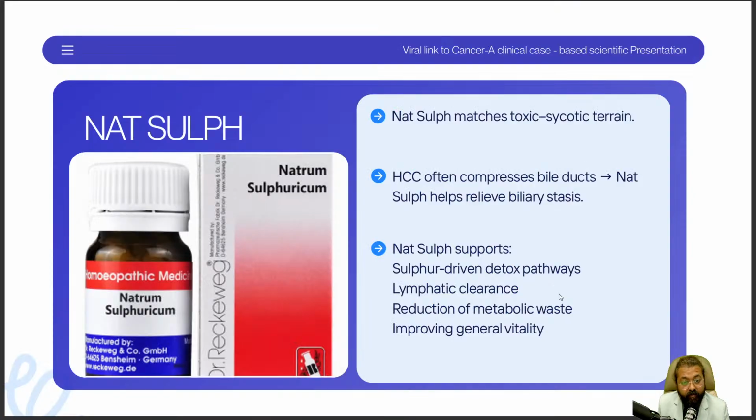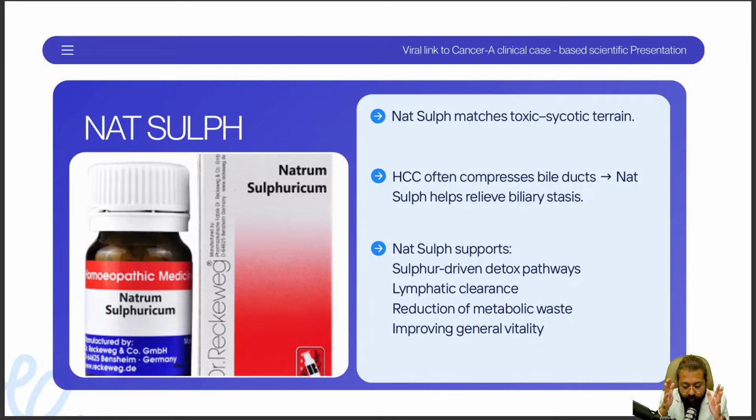Now, natrum sulph matches the toxic psychotic terrain. In hepatocellular carcinoma, what actually happens? It compresses the bile duct. That is why the bilirubin gets high. Then natrum sulph is used to relieve biliary stasis. Natrum sulph supports the sulfur-driven detox pathway, lymphatic clearance, reduction of metabolic waste, and improves general vitality.